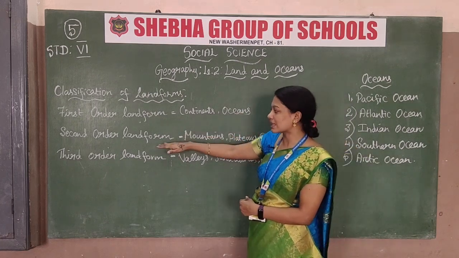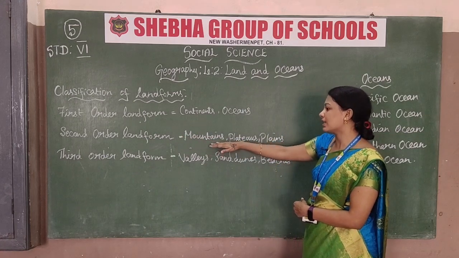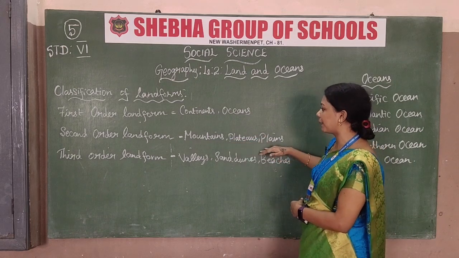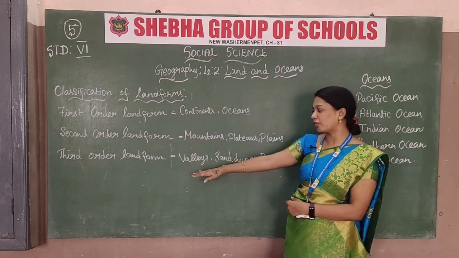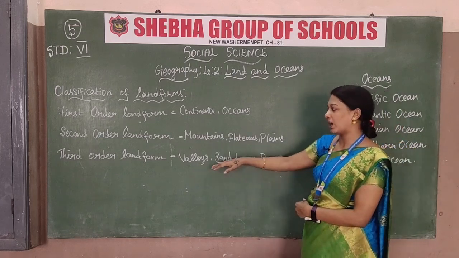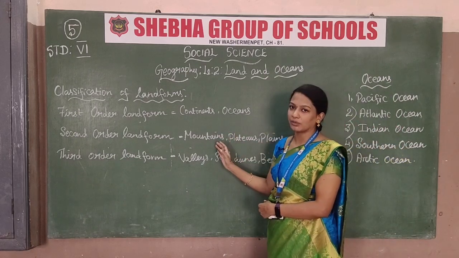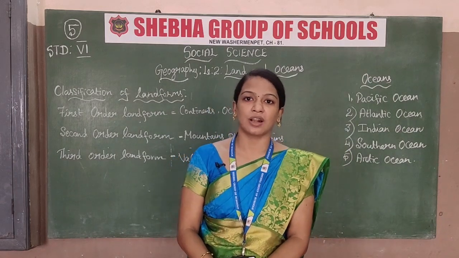Next is the second order landform. In the second order landform we have mountains, plateaus and plains. And the next, the third order landform. In the third order landform we have valleys, sand dunes and beaches. These are the 3 types of landforms we have. I will show you one video about this classification of landforms.